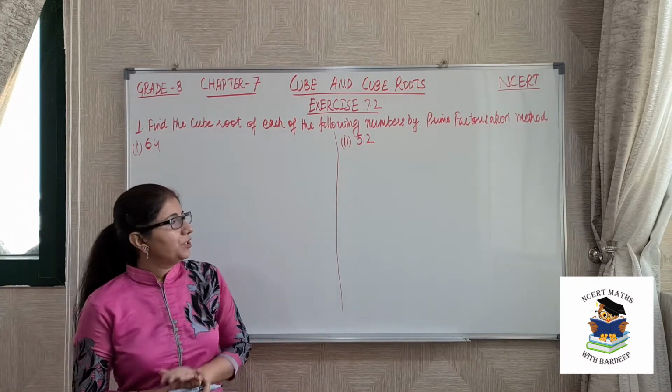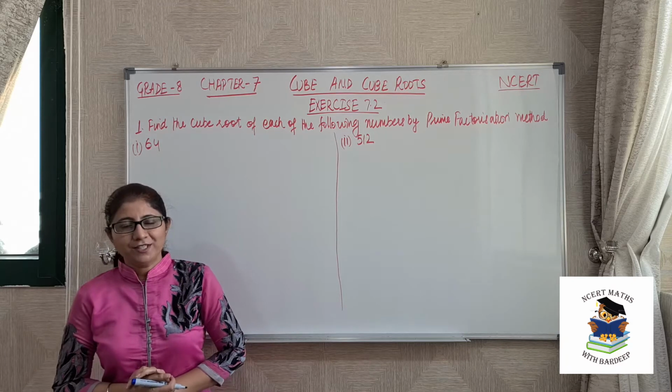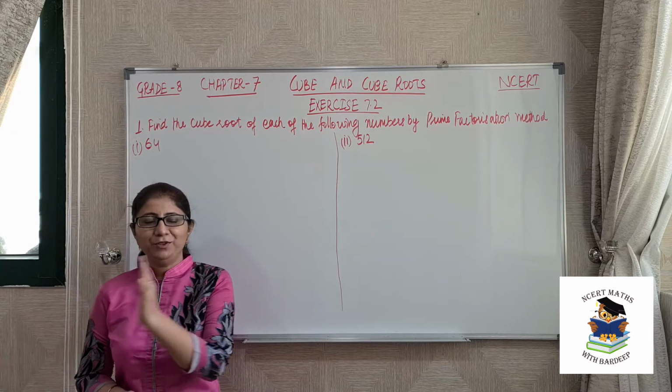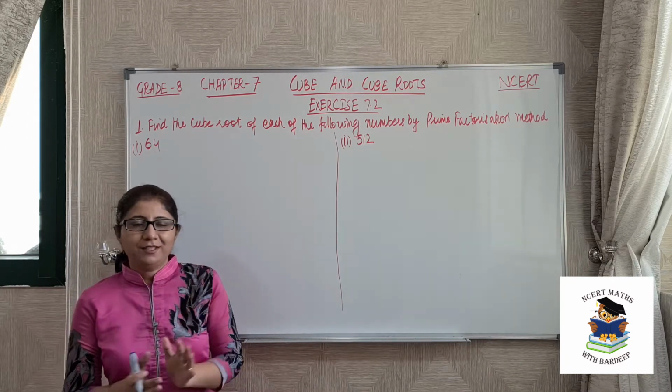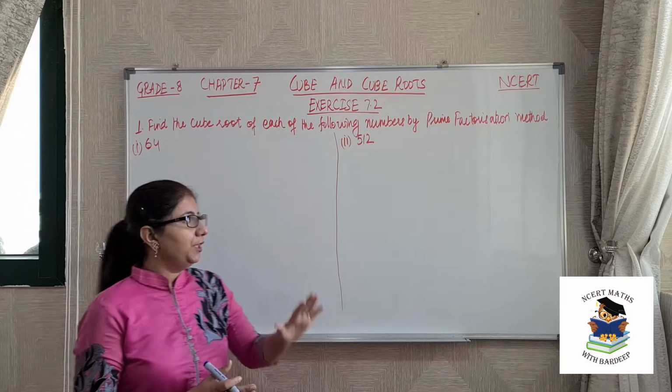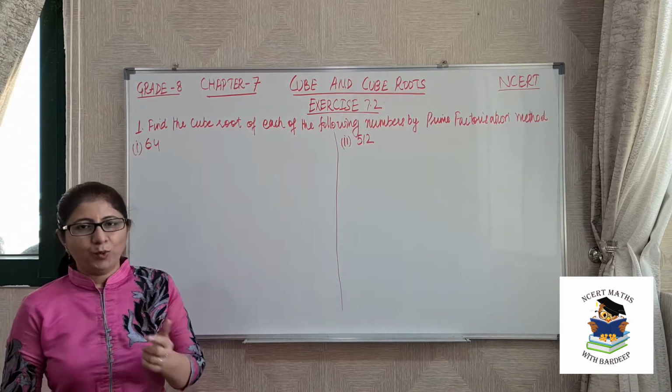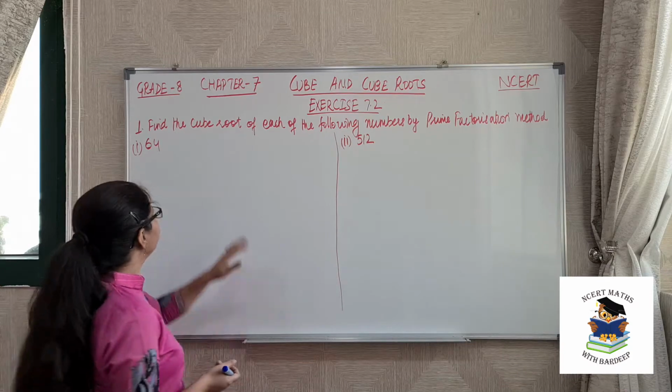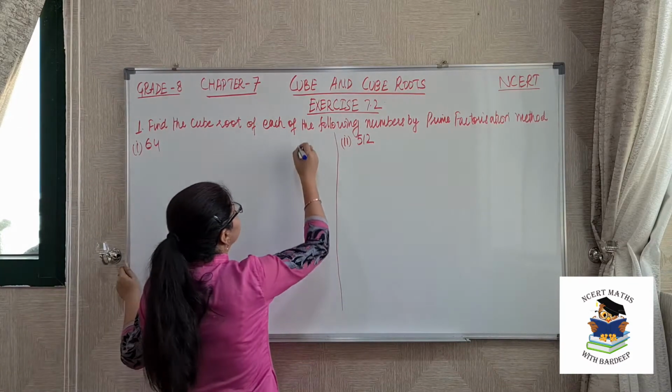So as already mentioned, first we will do prime factorization of our given numbers and then we will see all those factors which are making a group of 3. We will write those numbers once and we are done with our question. So first one is 64.